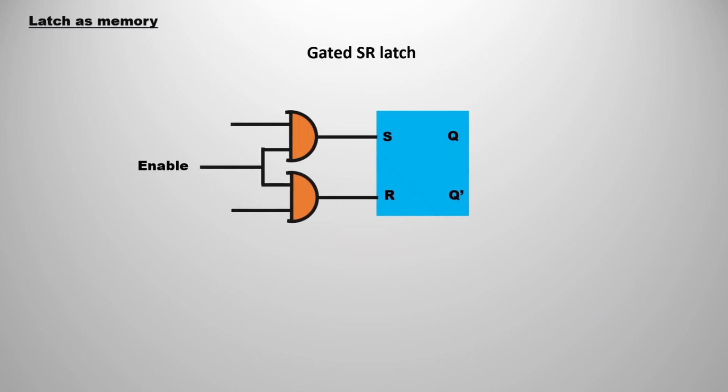So simply we can convert the normal transparent latch to the gated SR latch with the help of this kind of format. We have just combined them, and the only extra thing is one line called enable. So we can join the enable with the normal transparent latch with the help of 2 AND gates. You can cascade like that to get the gated SR latch.